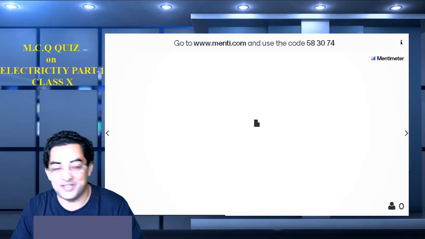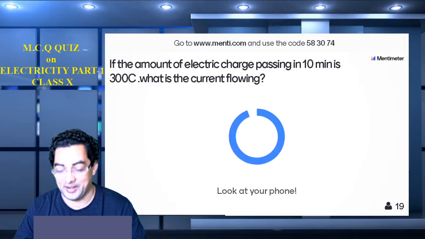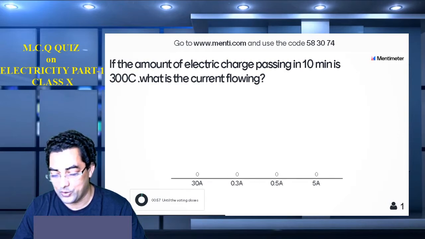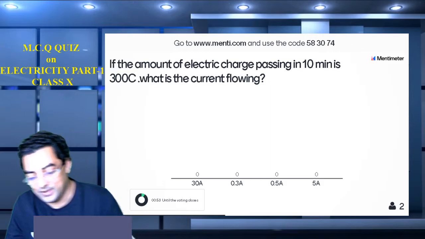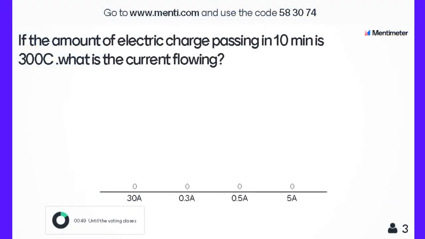So, the next question in front of you, look at your screen quickly. The question is, if the amount of electric charge passing in 10 minutes is 300 coulombs, what is the current flowing?